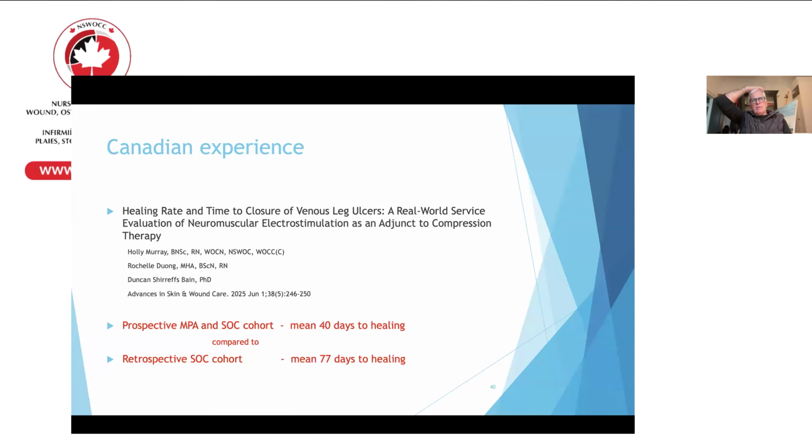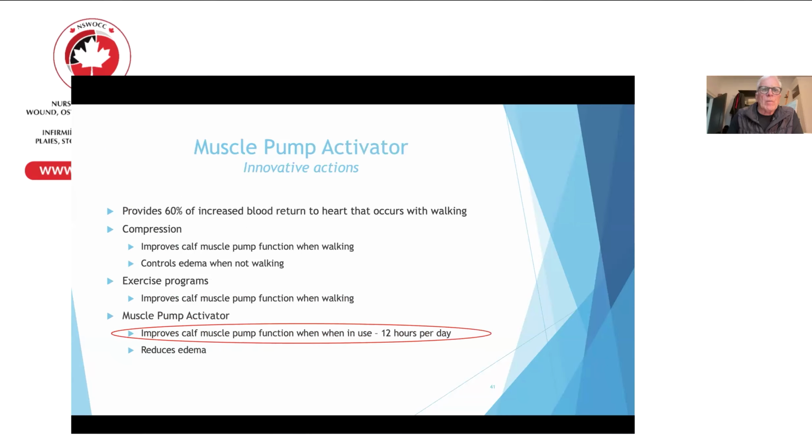And not only is there that study from Keith Harding and his group, but there's a Canadian experience. This is a paper that was published last year by Holly Murray and her colleagues, where they looked at a prospective group who received standard of care compression plus the muscle pump activator. They found that the mean days to healing was approximately 40 days. And they compared this to a retrospective cohort where the mean time to healing was roughly 77 days. So once again, almost a doubling of the rate of healing. In other words, a faster rate of healing when you added the muscle pump activator to standard of care compression.